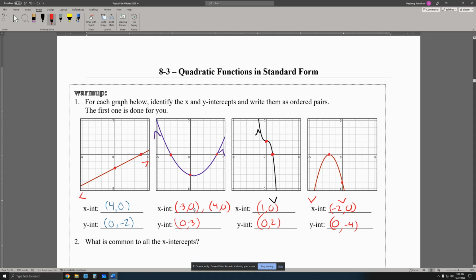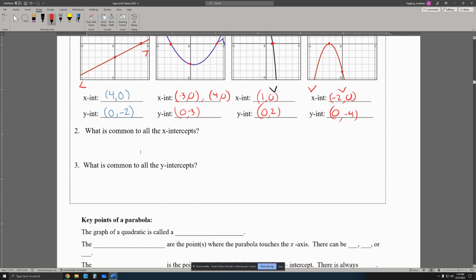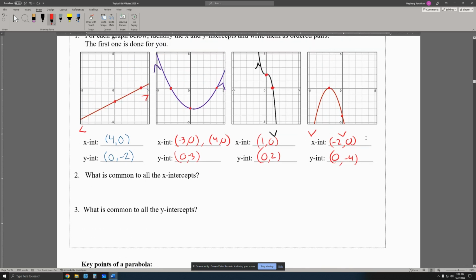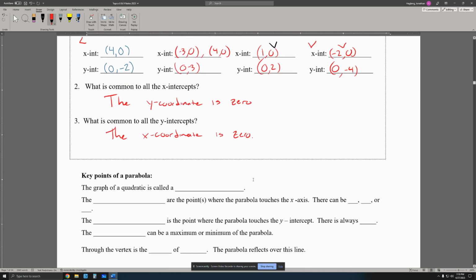All right, so take a look at our responses here. What do you notice is common to all the x-intercepts? Take a look at all these x-intercepts. What do they all have in common? Well, I notice that for all of the x-intercepts, the y-coordinate is 0. And likewise, for all the y-intercepts, what these all have in common is that the x-coordinate is 0. And while this is the case for the four graphs that we've seen here, this is true for all x and y-intercepts. For the x-intercepts, the y-coordinate is 0, and for the y-intercepts, the x-coordinate is 0.